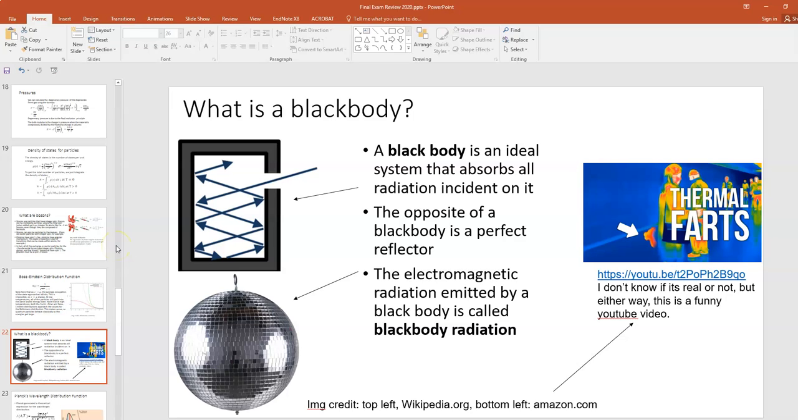One of those was black body radiation from a black body radiator. So to review, a black body is an ideal system that absorbs all the radiation incident on it. Of course, the opposite of a black body would be a perfect reflector. And what happens is objects emit an electromagnetic radiation spectrum that's solely based on their temperature. And so, you might know that you emit radiation in the infrared because you're 98.6 degrees Fahrenheit, okay?